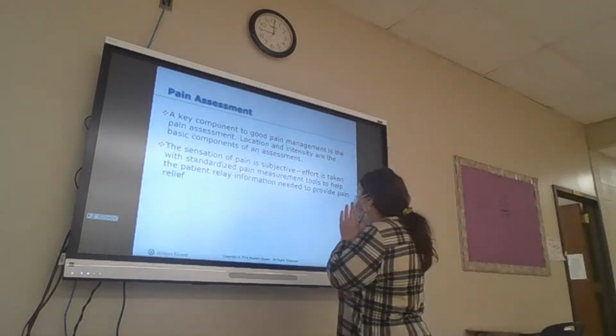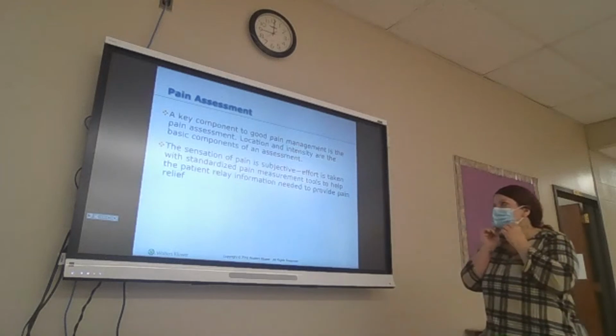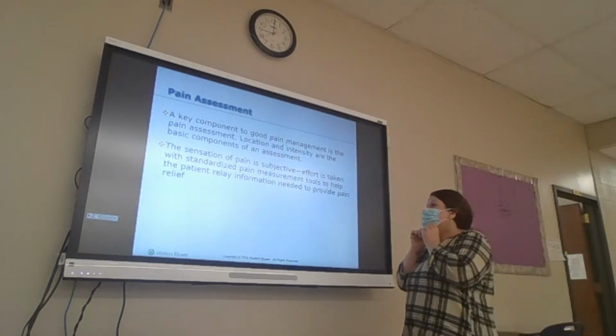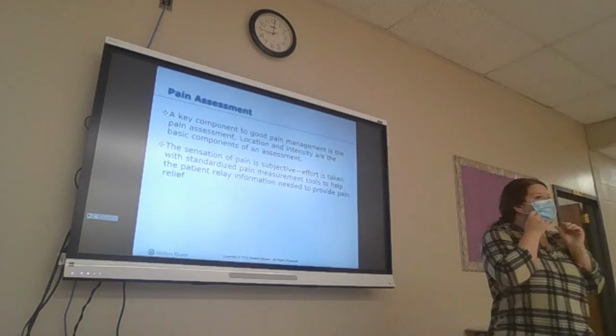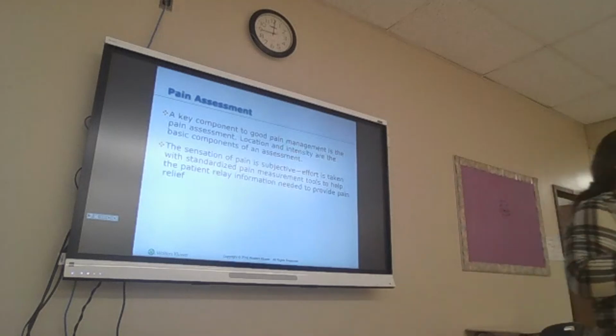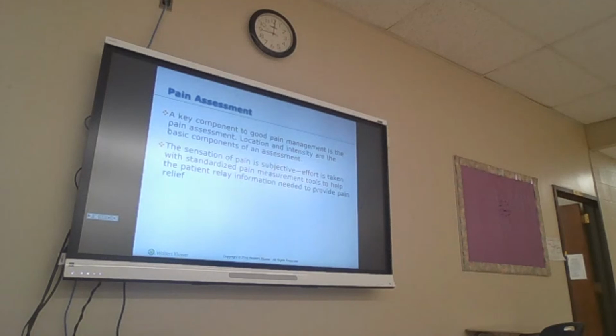Because pain is subjective, effort is taken with standardized pain measurement tools to help the patient relay information needed. Give me 2 examples of those tools. It's very simple. What tools do we use to measure pain? 1 out of 10 scale. You're not wrong, but I'm talking scale-wise. 1 out of 10, and what did you say? The faces, the Wong-Baker Faces scale. So y'all know this stuff already.